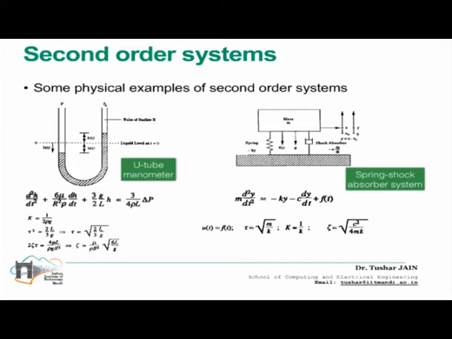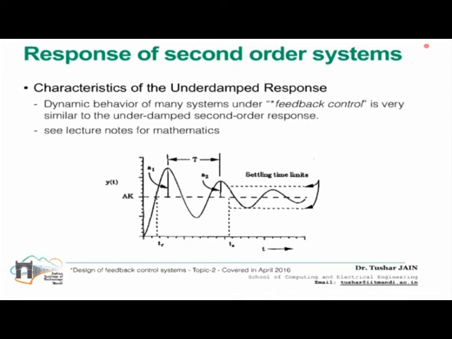Because we have the flexibility to make the overall system behave as a critically damped system or an overdamped system, or let it stay just the underdamped system. But we don't have this flexibility with an overdamped system. That's why most of the practical systems are underdamped systems. I also mentioned in the slides that the dynamic behavior of many systems under feedback control is very similar to the underdamped second order response. We are going to see this design of feedback control systems in topic 2, which I think we'll cover in April.